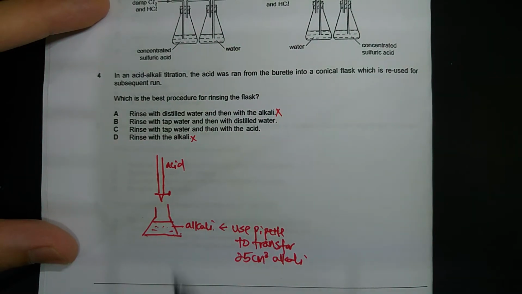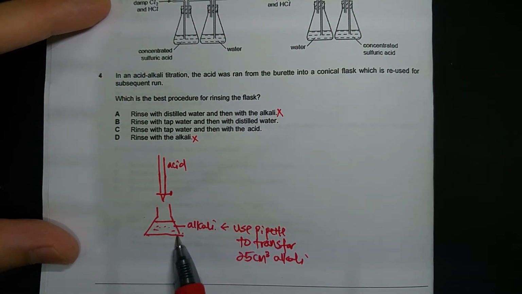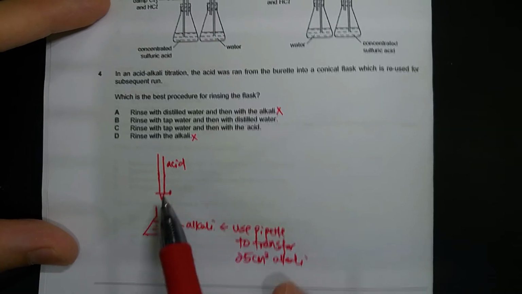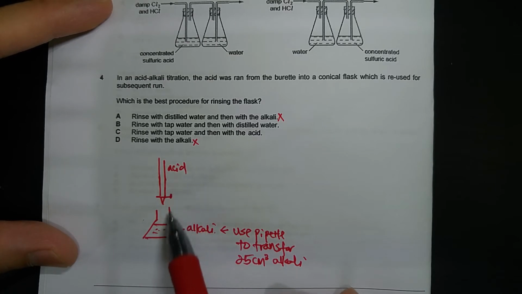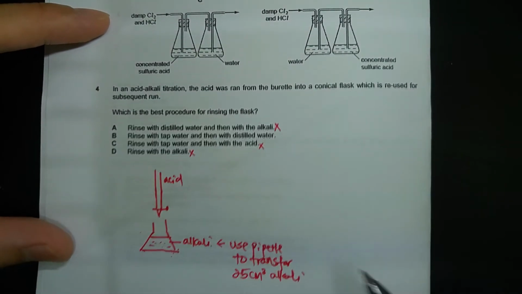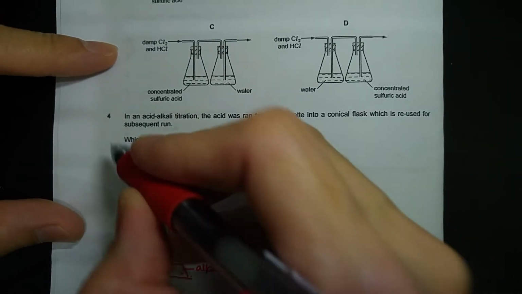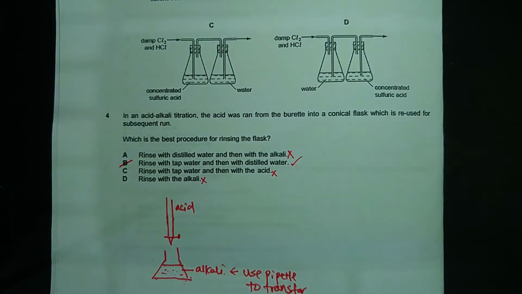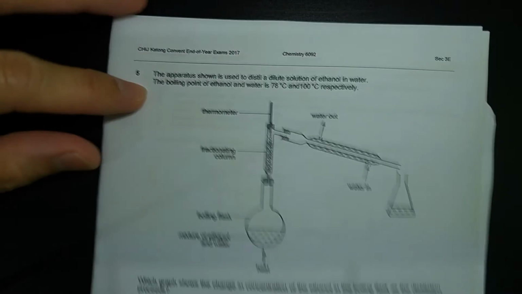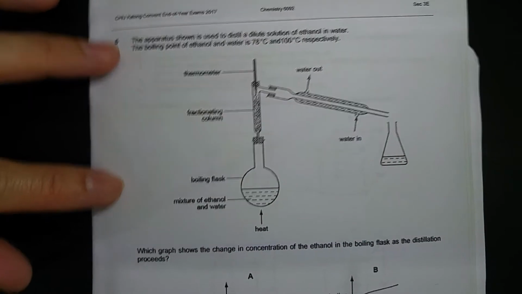How about acid? Now this is an acid-alkali titration. If you rinse it with acid, what will happen? Some of the acid would neutralize some of the 25 cm cube alkali here. So which means that at the end of it, the volume of acid that you obtain to reach the end point would be lesser. So you cannot rinse with acid. Therefore you have to rinse with tap water as well as distilled water. So the answer is B. Alright? Number 4. So you have to understand what this titration experiment is, and how to do it.